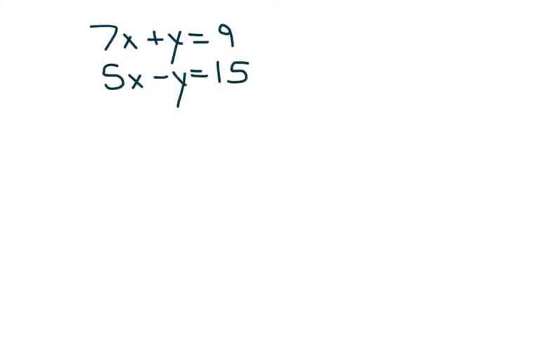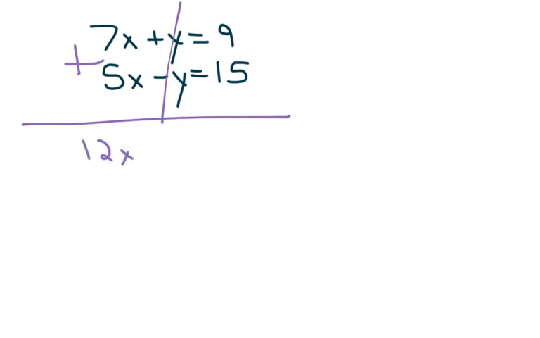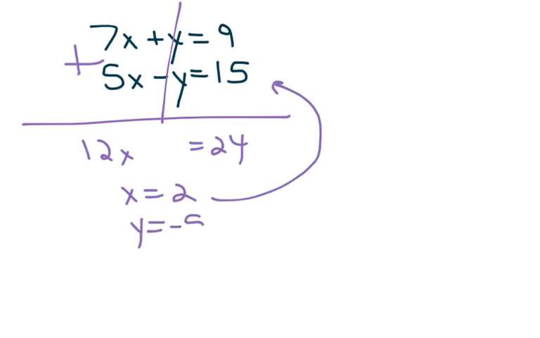The third method we learned in Algebra 1 was called elimination. Elimination was the one where you would add the two equations together so that one of the variables eliminated. It just so happens that if I add these two equations together, the y's cancel because they're opposites. So these go away, and I'm left with 12x is equal to 24, or x equals 2, and plug it back in, and I'm going to find out y is -5.